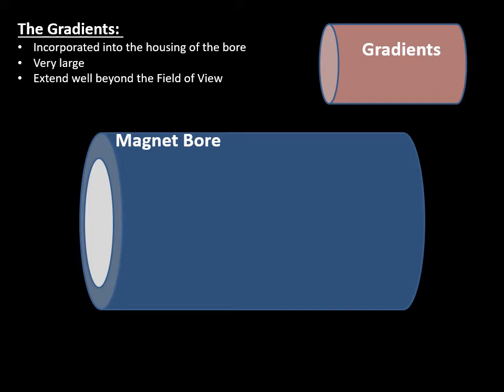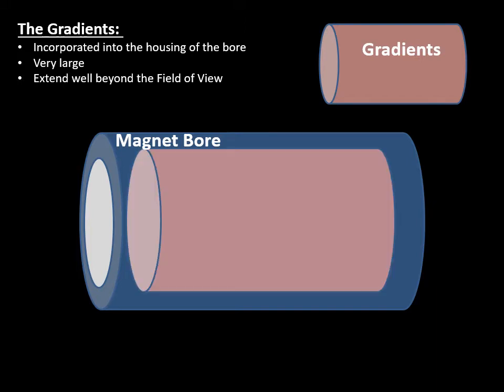The gradient subsystem is incorporated into the housing of the bore. It is very large and extends well beyond the field of view of the body part that is being scanned. Here we can see that the gradient subsystem occupies most of the cross-sectional diameter of the magnet bore and most of the length of the magnetic bore.